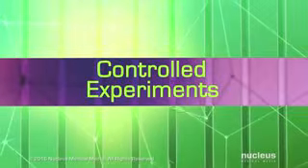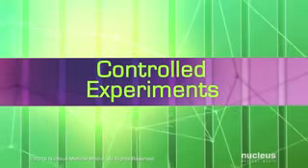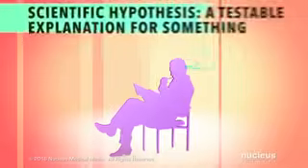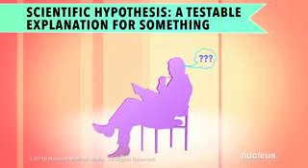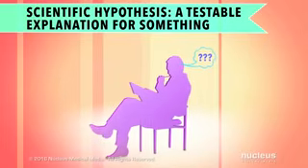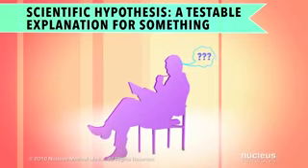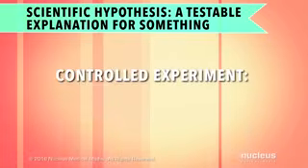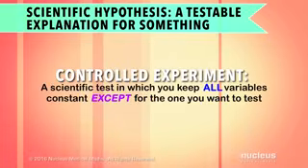What is a controlled experiment, and why would you want to do one? Maybe you have an idea that you think might explain a situation. This is called a scientific hypothesis. How could you find out if your hypothesis is correct? Well, you'd set up a controlled experiment in which you control or keep constant all the factors known as variables, except for the one you want to test.